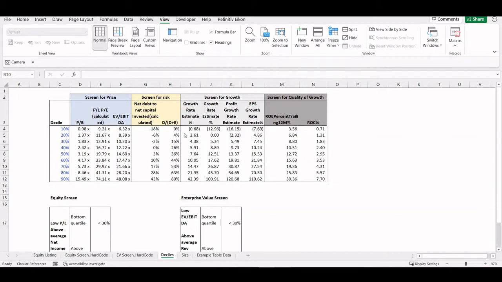Therefore, we would screen for risk. We would screen for growth, and we would screen for the quality of growth because we would have to pay for that growth. So what we're looking for is cheap companies that are trading at low multiples, but they have high growth prospects, they have high quality of growth, and they have low risk. So let's see how we can determine the measures for these screens.